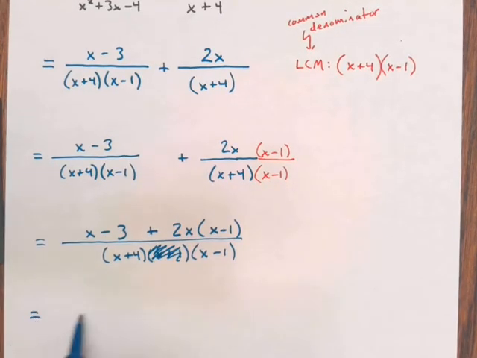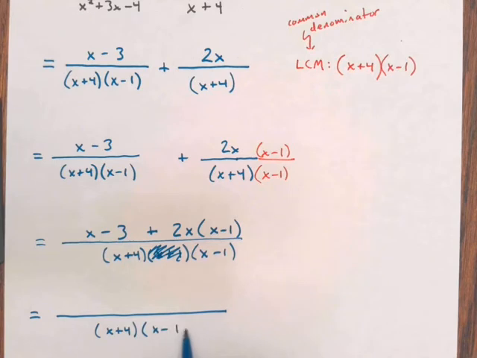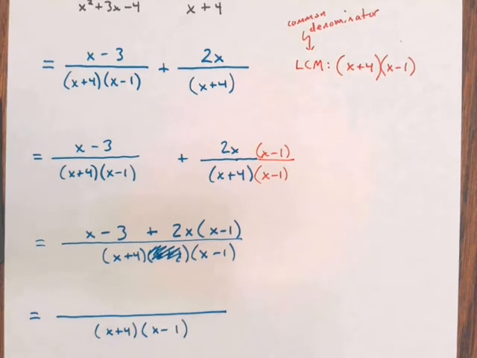We now have a single fraction, which is what we were going for. Let's see if I can write this right this time. x plus 4 times x minus 1. There we go. And what we want to do is leave this bottom the way that it is. There's no addition or subtraction outside the parentheses, so that's totally fine.